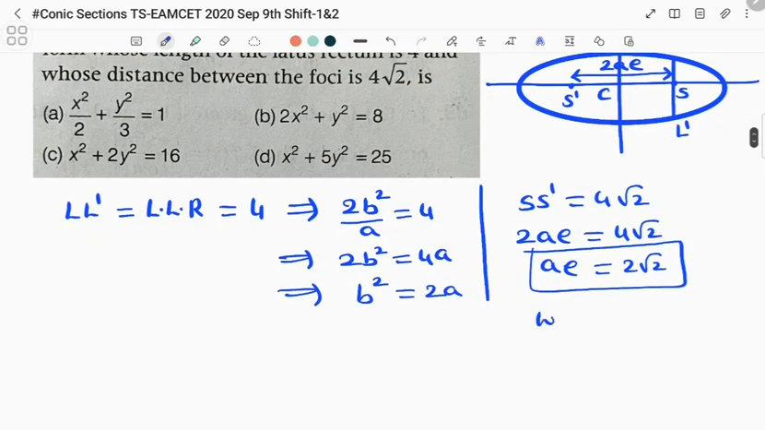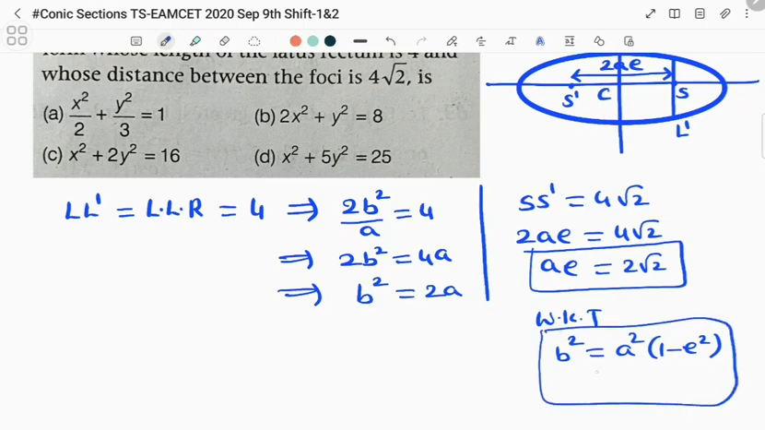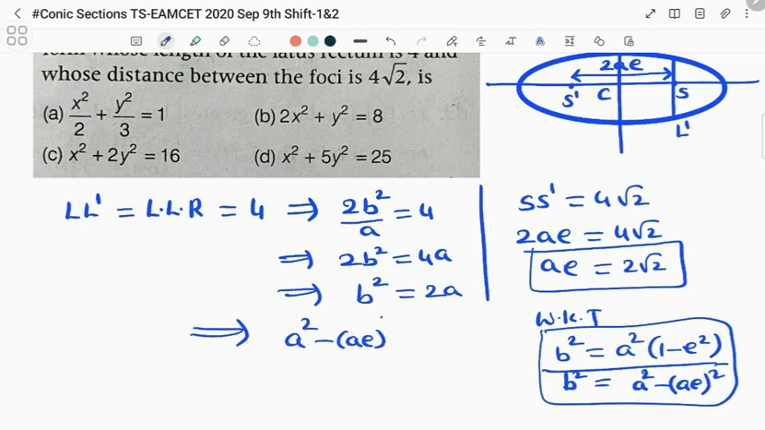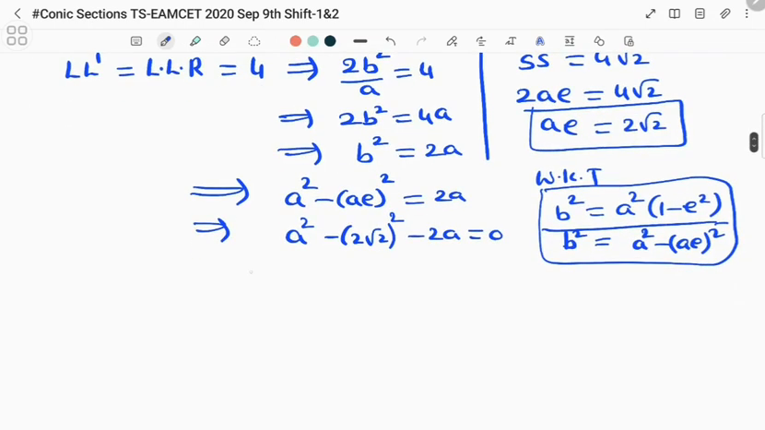B square we know the standard formula. B square is equal to A square into 1 minus E square in the ellipse. We can write it like this also: B square is equal to A square into 1 minus E square, meaning A square minus AE whole square. So in place of B square, A square minus AE whole square is equal to 2A. AE value is 2 root 2. So A square minus 2 root 2 whole square minus 2A equal to 0. So that implies A square minus 2A minus 8 equal to 0.